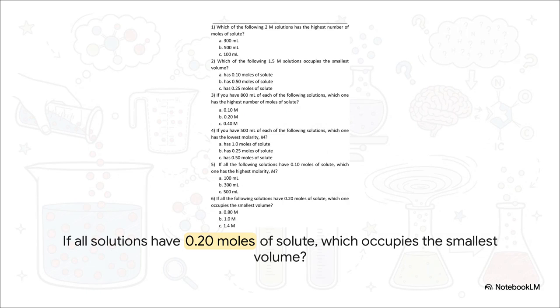Okay, here's the deal. We've got three solutions. All of them have the exact same amount of solute, 0.20 moles. The only thing that's different is their molarity. One is 0.80 M, one is 1.0 M, and the last is 1.4 M. So the big question is, which one takes up the smallest amount of space? Which one has the smallest volume? Go ahead and pause if you need a sec to really think it through.